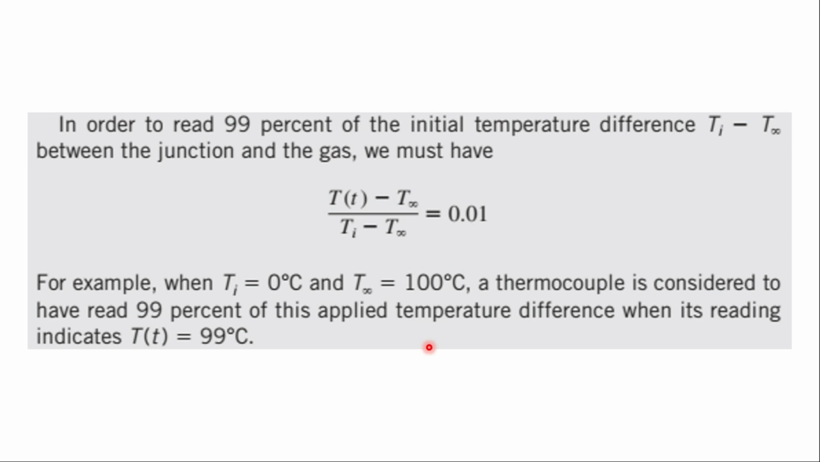In order to read 99% of the initial temperature difference, Ti minus T infinity, between the junction and the gas, we must have this expression. For example, let us take the initial temperature as 0 degree centigrade and the surrounding air temperature as 100 degree centigrade. A thermocouple is considered to have read 99% of the applied temperature difference when its reading indicates 99 degree centigrade. So when you put 99 over here, 100 over here and 100 over here, and Ti is 0, you will have this value, that is 0.01.